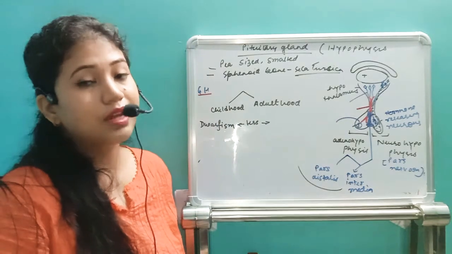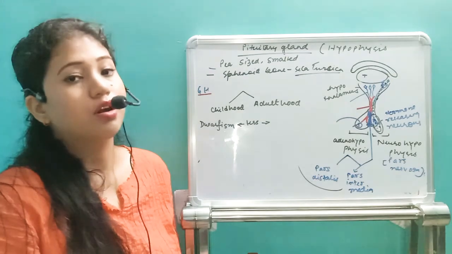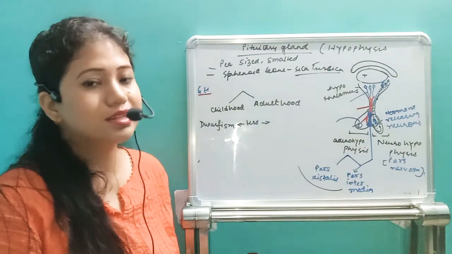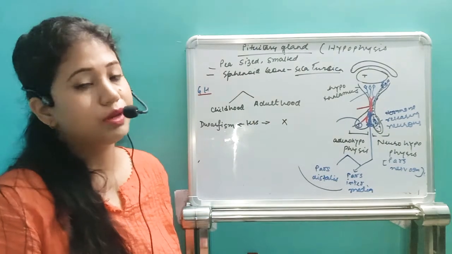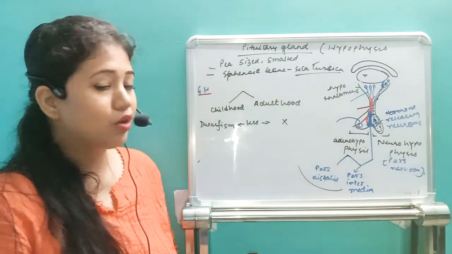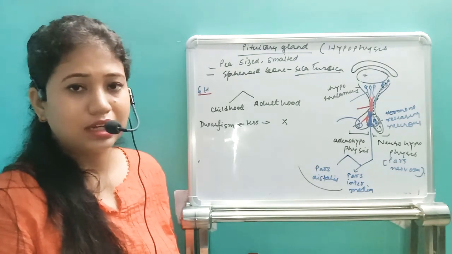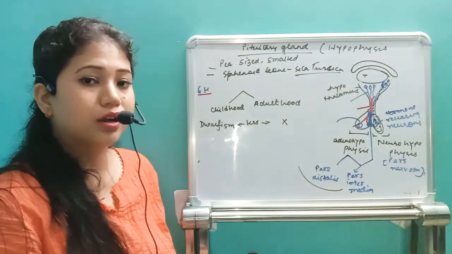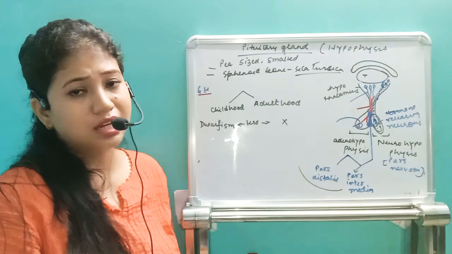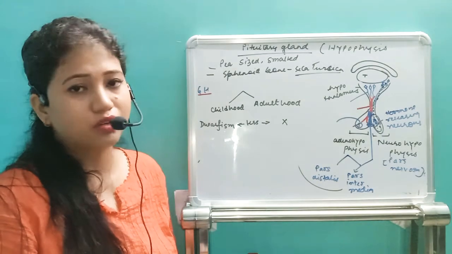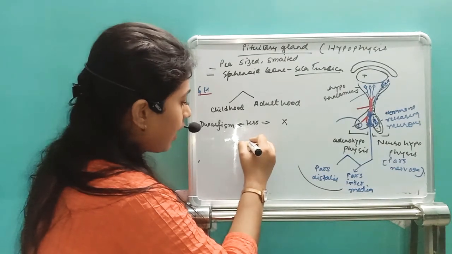But if it is secreted in less amount in adulthood, will that individual suffer from dwarfism? Of course not, because the height is already attained, right? So in adulthood there will be no such problem, because the growth was already attained in childhood itself. If the individual cannot secrete that much growth hormone in adulthood, it is not going to cause anything.